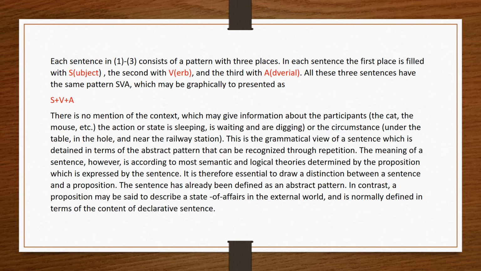This is the grammatical view of a sentence, which is defined in terms of the abstract patterns that can be recognized through repetition. The meaning of a sentence, however, is, according to most semantic and logical theories, determined by the proposition which is expressed by the sentence. It is therefore essential to draw a distinction between a sentence and a proposition. The sentence has already been defined as an abstract pattern. In contrast, a proposition may be said to describe a state of affairs in the external world, and is normally defined in terms of the content of a declarative sentence.